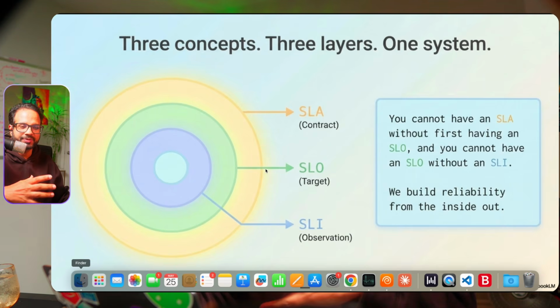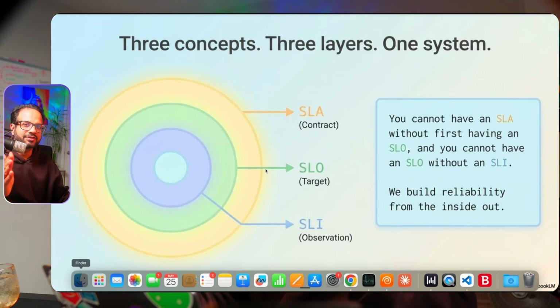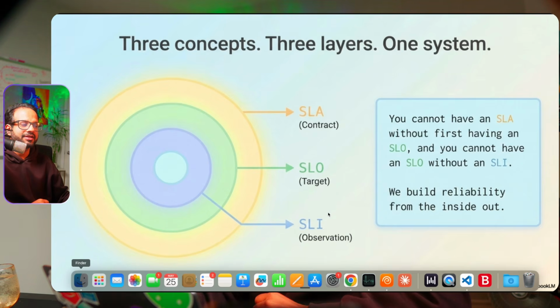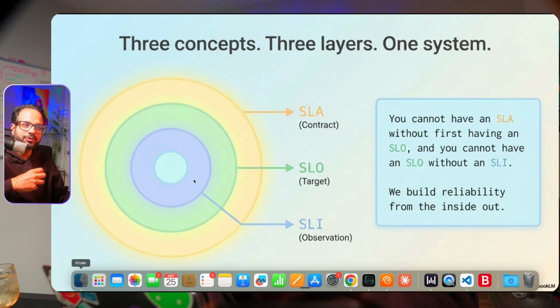Okay, so I should be reaching P99 latency of 100 millisecond over the period of 10 minutes, right? Then you take some buffer on top of it and you set the SLA with the customer. Okay, and then you cannot have an SLO without an SLI, right? You have to measure these targets first, right?